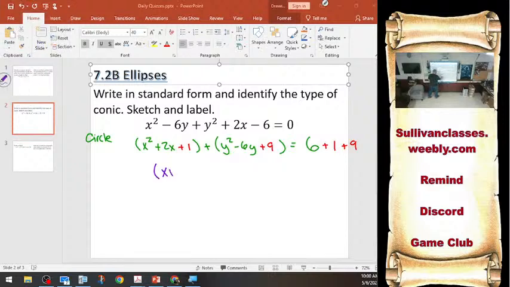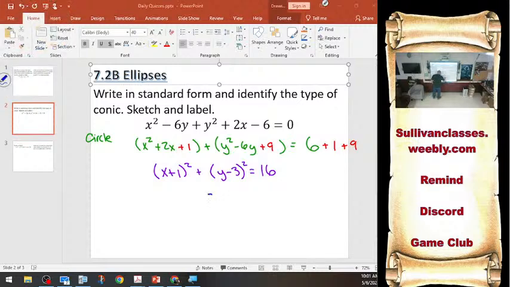Then this becomes x plus 1, the quantity squared. This becomes y minus 3, the quantity squared. And that is 16. So it's a circle. I got my form. And then to sketch it, well, I leave it like this. I leave it as x minus h squared, y minus k squared equals r squared. Because if I were to divide and try to set that equal to 1 like a normal ellipse, a squared and b squared would be the same. I wouldn't know which is which. So instead I leave it over there and just say my radius is 4.